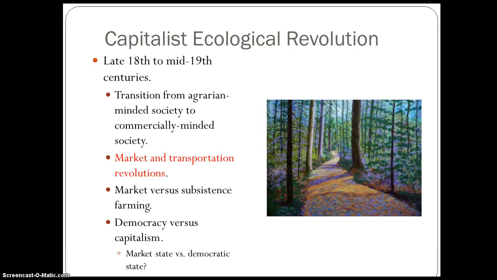Okay? So the real transformation here are a couple things: a market revolution and a transportation revolution. So once things like roads and bridges and railroads and things like that start to extend more deeply into the American interior, which starts to happen in the mid-1800s, then we see an opening up and a transformation from a subsistence mode to a market mode of production across the U.S. economy.